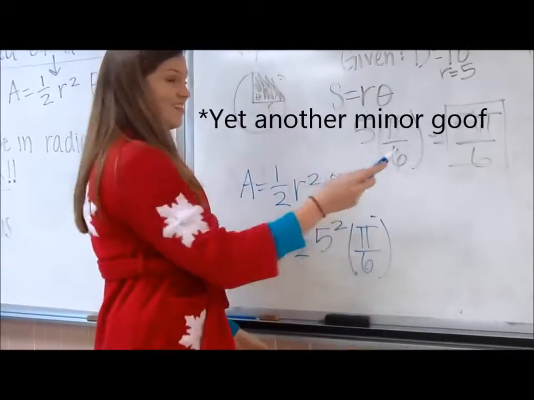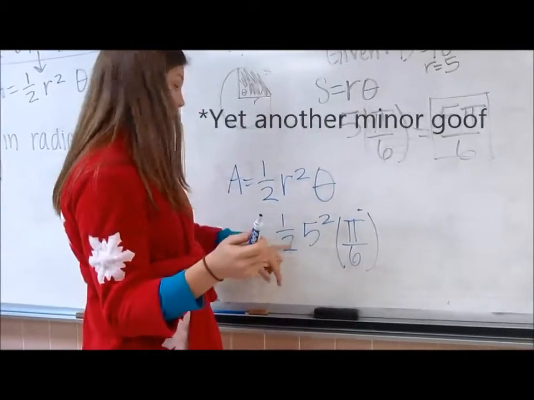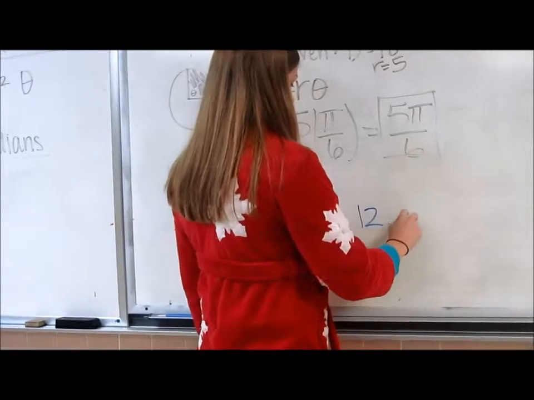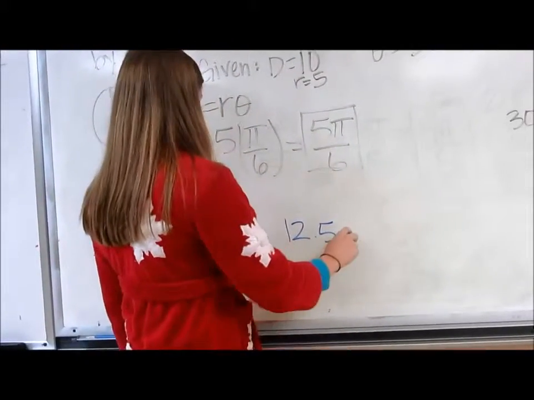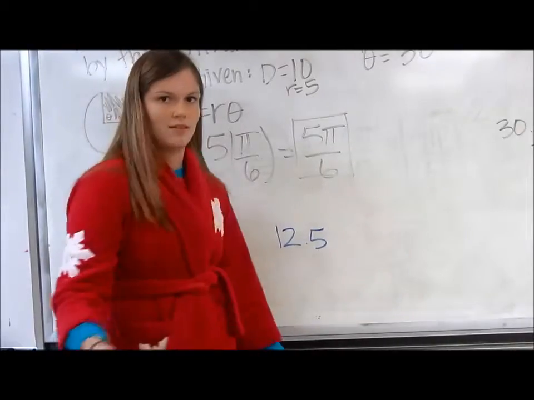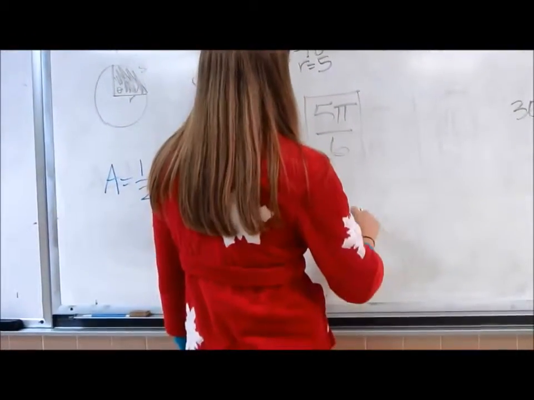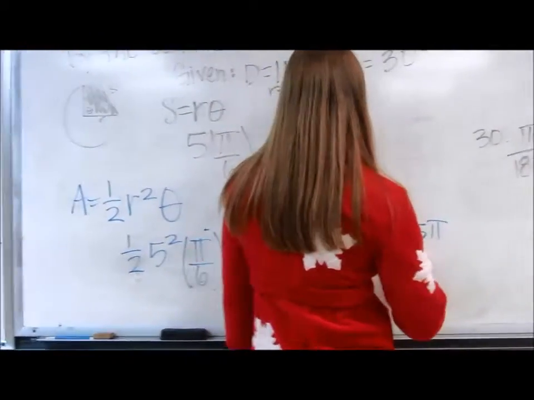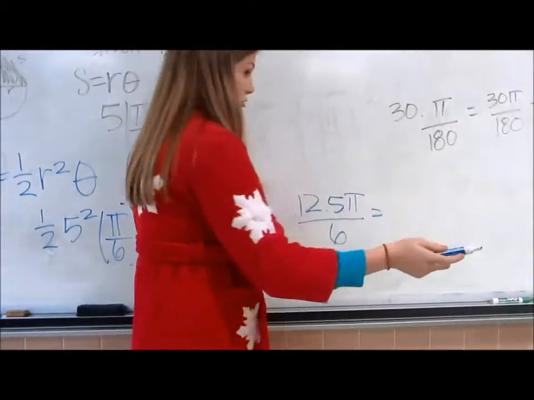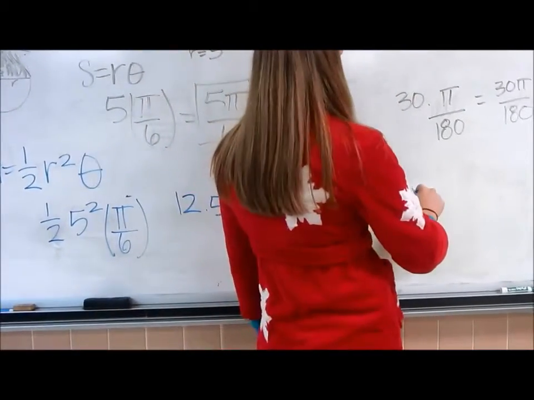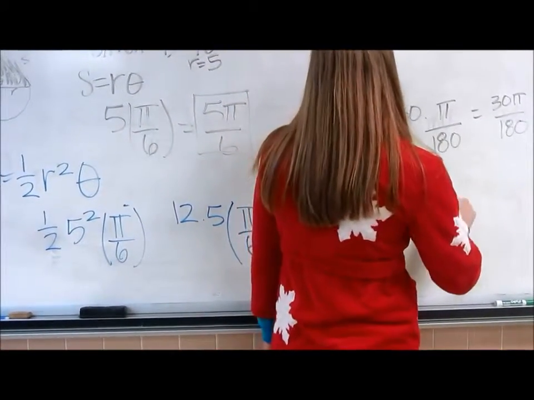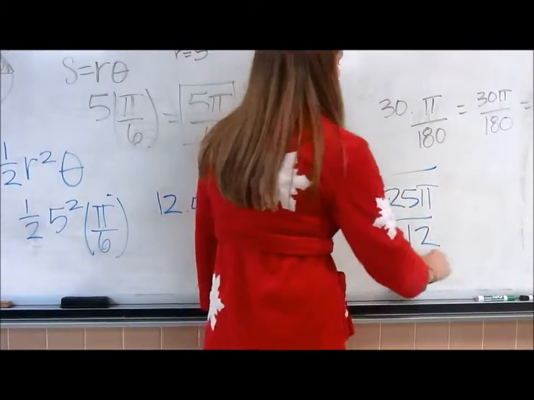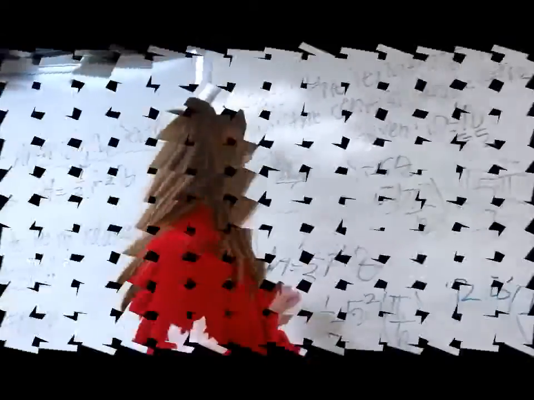Okay, so 5 squared is 25, and then you times it by a half, and you get 12.5. And then you have to do, yeah, times pi over 6. And then top times top, bottom times bottom. And that simplifies to 25 pi over 12. That is the simplified answer, and that is your area.